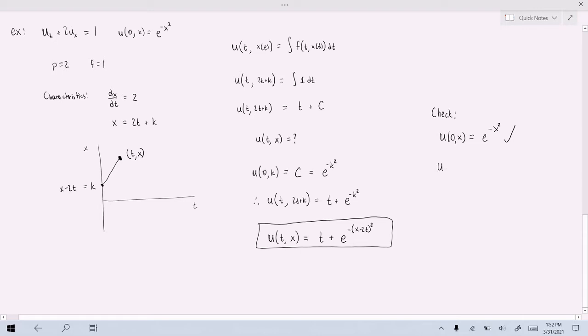Next, let's compute the partial derivatives real quickly. So u_t would be 1 minus, I think it'll be plus 4 times (x minus 2t) times the exponential. u_x, if we do the partial of u with respect to x, it's going to be negative 2 times (x minus 2t), and then times the exponential.